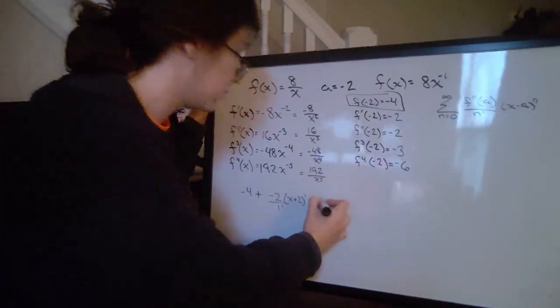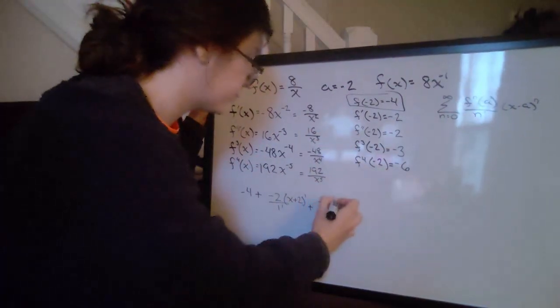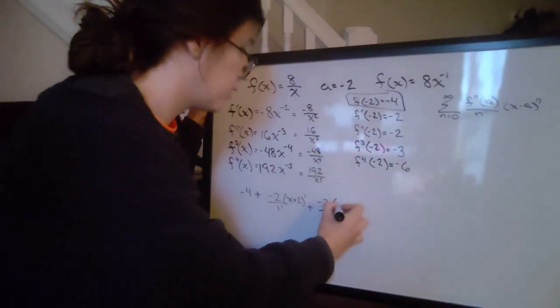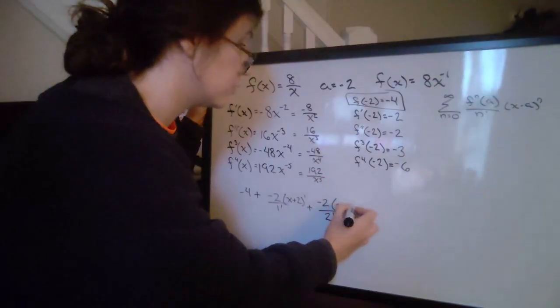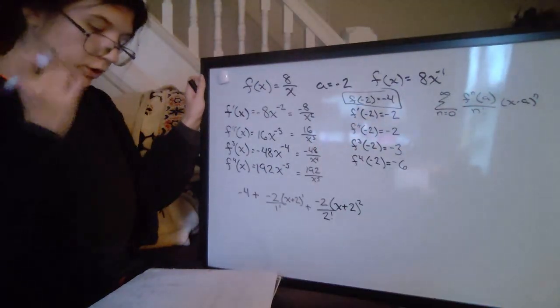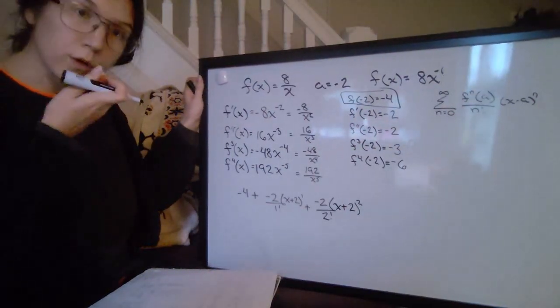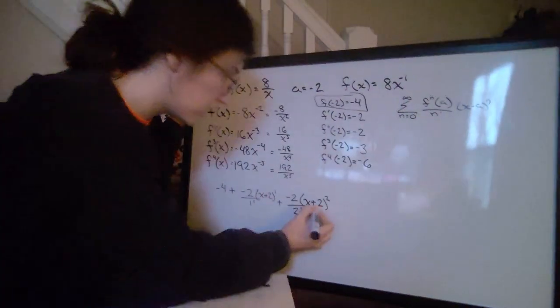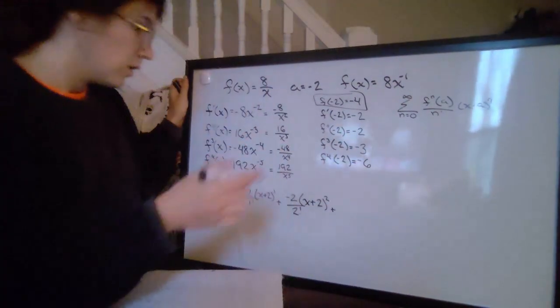-2 again over 2 factorial times x plus 2 to the 2. So it is nice that our factorial and our denominator and our exponent are always going to match each other. That's just like a good double check that we're not messing anything up here in our terms.